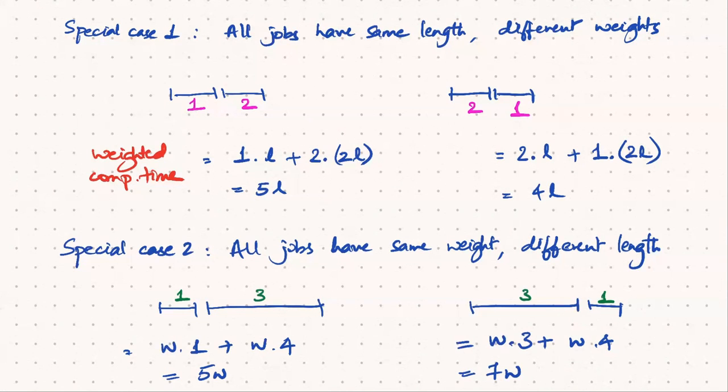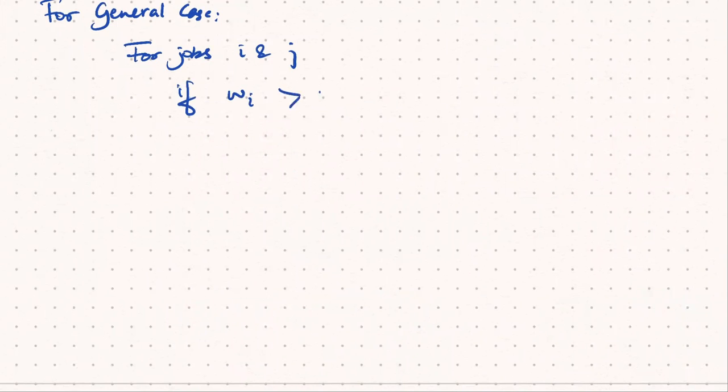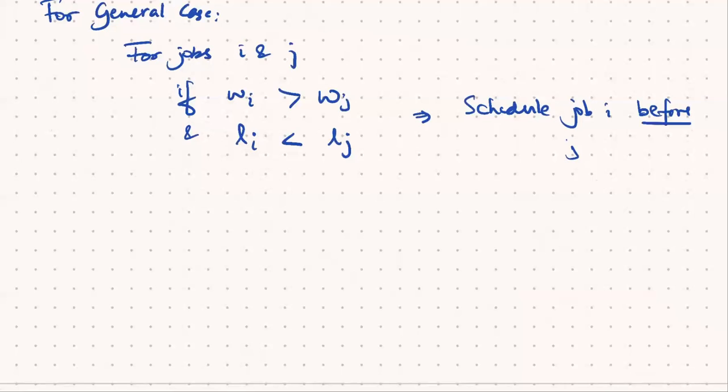So these are giving us some hints of how to order the jobs. Now for the general case, let's say for jobs i and j, if the weight of job i is greater than the weight of job j, and maybe the length of job i is less than the length of job j, then our intuition is basically telling us we schedule job i before job j.